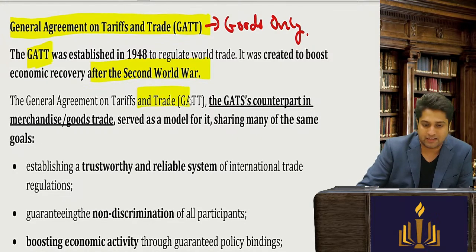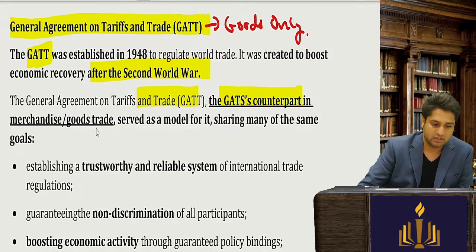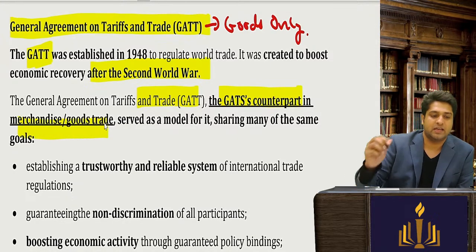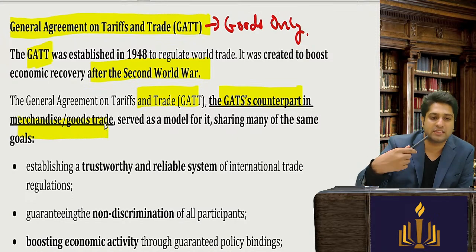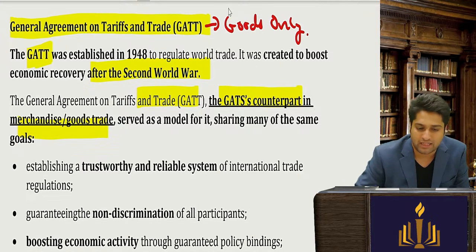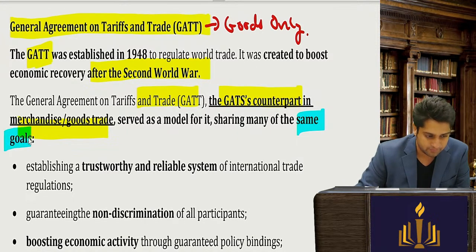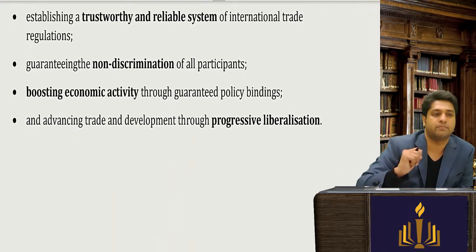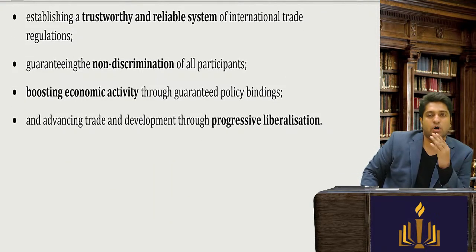GATS is the counterpart of GATT in services. GATT gave rules for goods and GATS provided them for services, but they all had the same goals. What kind of goals would they keep? Think. Imagine a World War has just occurred. No country is talking with any other country. The Allies are not talking with the Axis powers. So how do you try to say it?